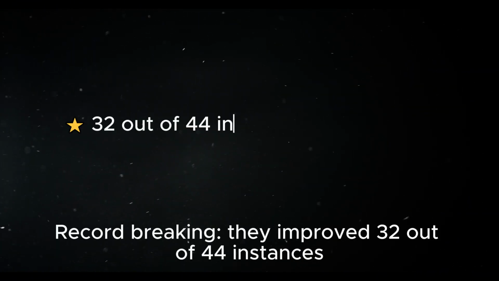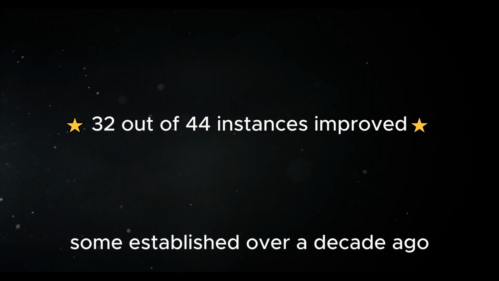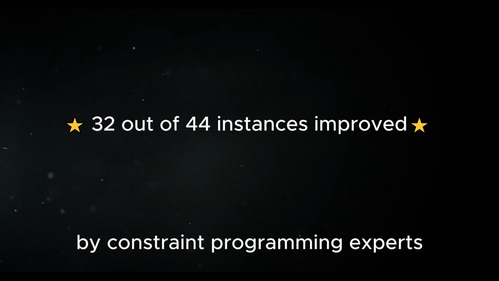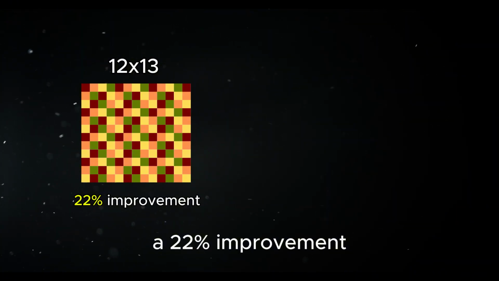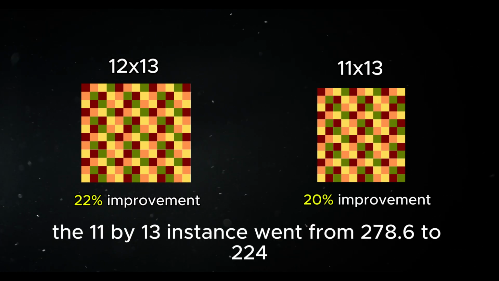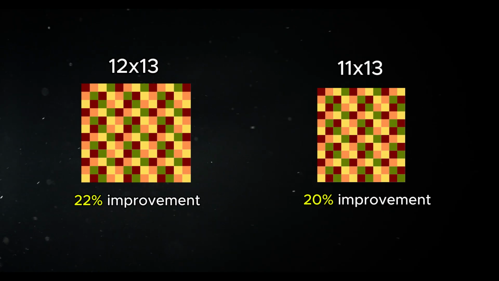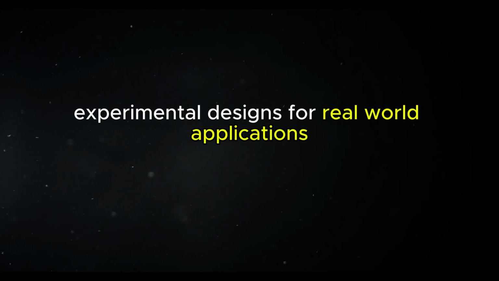The results? Record-breaking. They improved 32 out of 44 instances compared to the best-known bounds, some established over a decade ago by constraint programming experts. For example, the 12 by 13 instance dropped from 352 to 274, a 22% improvement. The 11 by 13 instance went from 278.6 to 224, a 20% reduction. These aren't just numbers. They're better experimental designs for real-world applications.